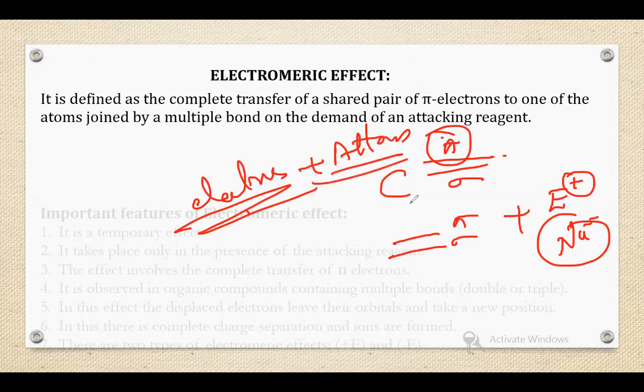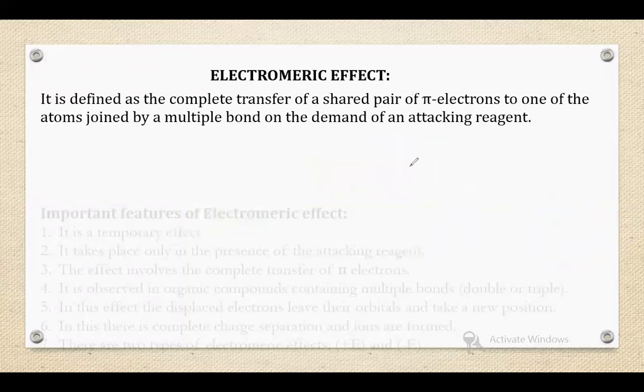I'll write how the shifting of electrons will happen. We'll see that later. First you need to know the definition. It is defined as the complete transfer of a shared pair of pi electrons to one of the atoms joined by a multiple bond on the demand of an attacking reagent. It is a temporary effect, you need to remember. For example, I'll take a compound like an alkene, a carbon-carbon double bonded compound, here CH2 double bond CH2.